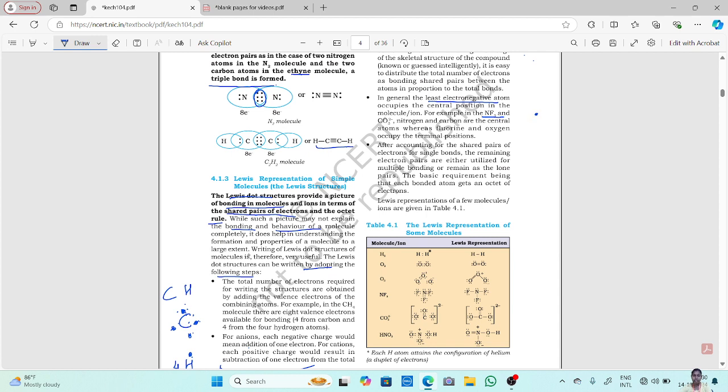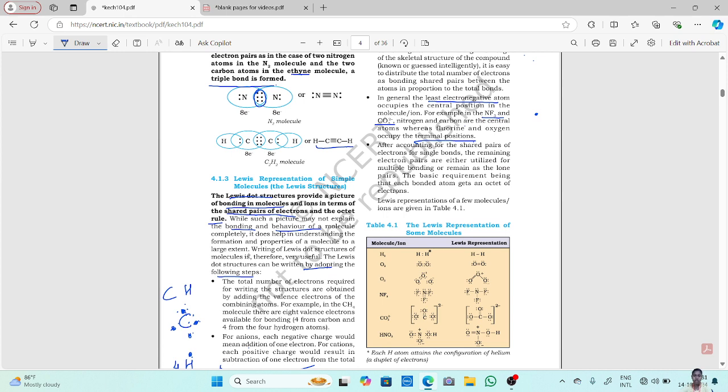For example, NF3, CO3 2 minus. Nitrogen and carbon are the central atoms because both of them are less electronegative, whereas fluorine and oxygen are comparatively higher in their electronegativity and occupy the terminal positions. After accounting for the shared pairs of electrons for single bonds, the remaining electron pairs are either utilized for multiple bonding or remain as the lone pairs.